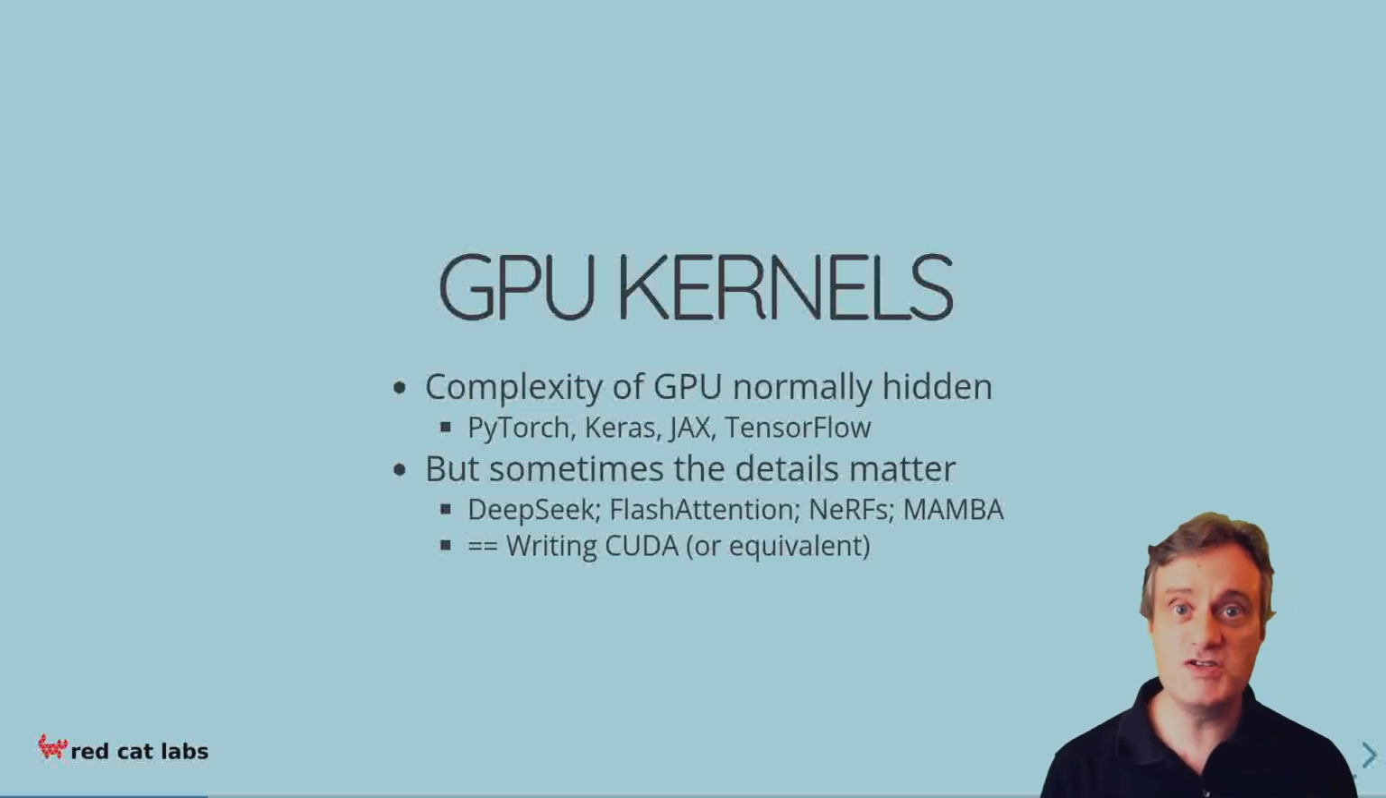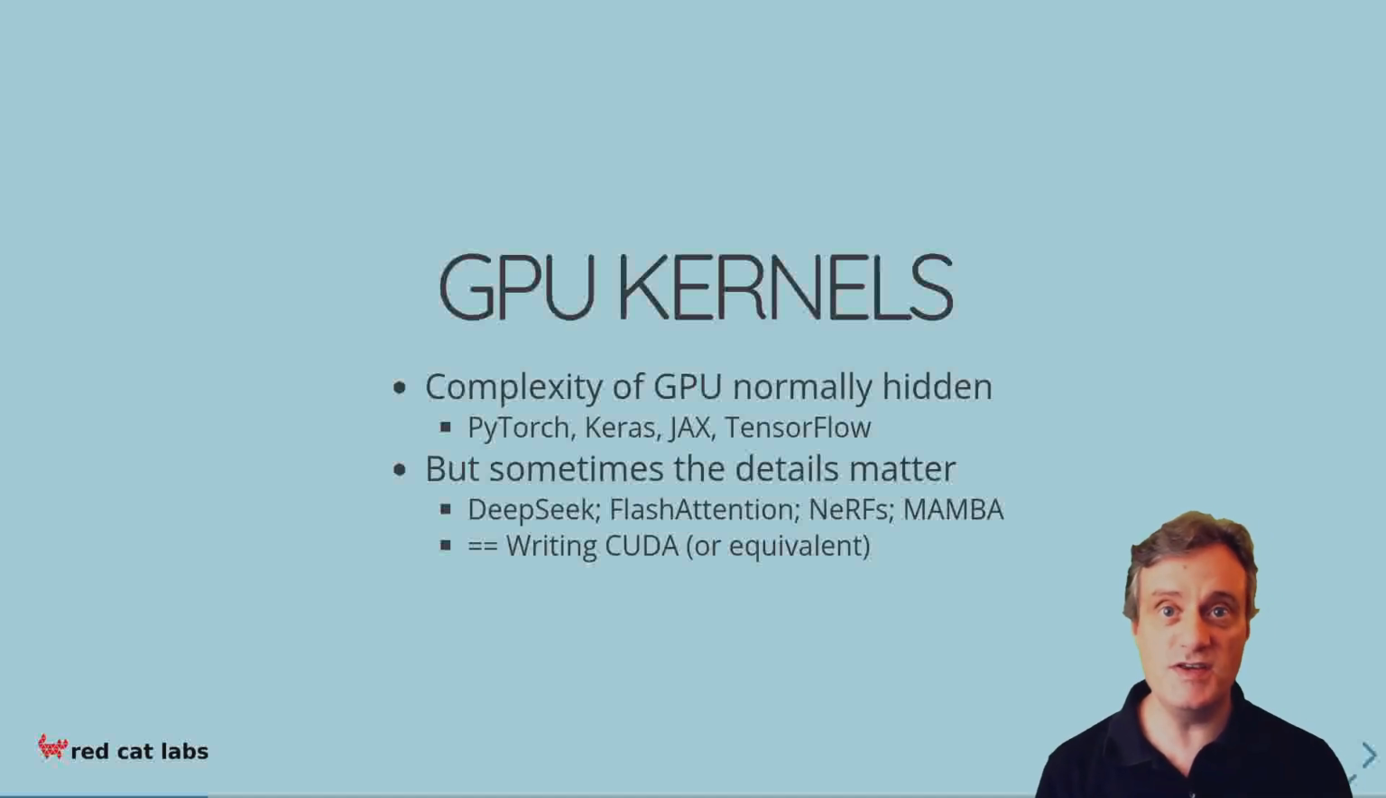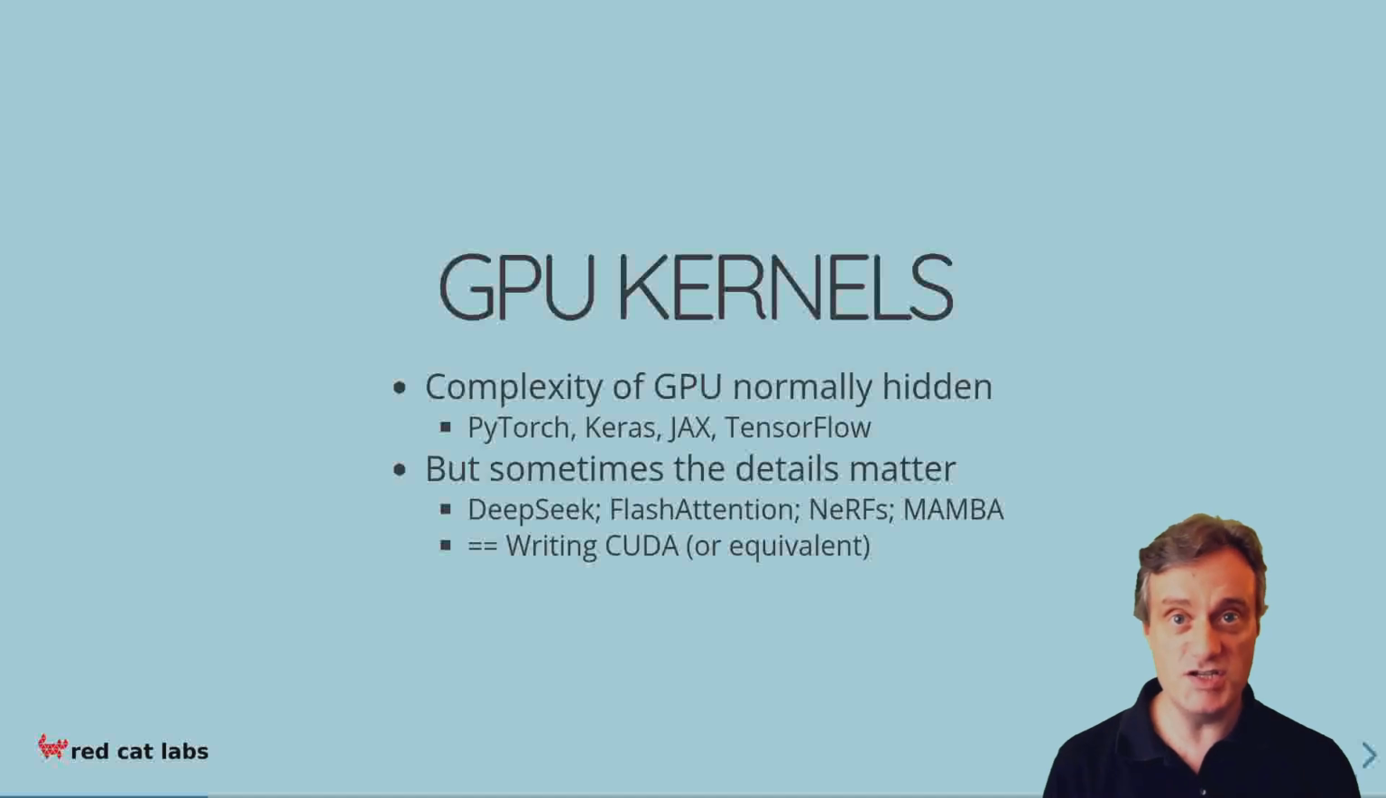Other things which people have shown have been important to make things faster: flash attention. People have been playing with NeRFs, for instance, which require GPU kernels to make even practical. There's also Mamba, a new state space kind of model, which has specialized GPU kernels to make it work nicely. Often this is going to require writing CUDA code, which is NVIDIA's specialized code for writing GPU kernels, but there are equivalents for other GPU families, or you might need to do even lower level hardware.